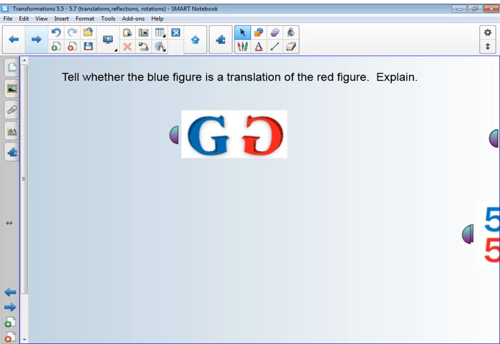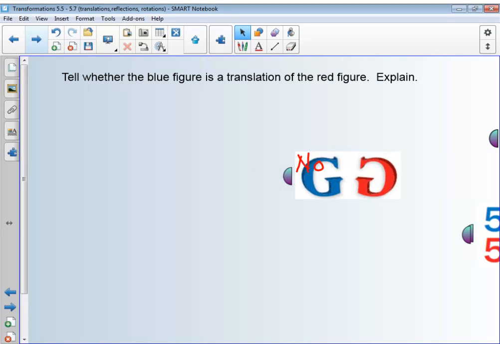Okay, here I have from the red G to the blue G. Is that considered a translation? So when we look at this one, well, you've got G's, but it actually took and flipped that G over. So this would be a no. It kept the same size, but it flipped the shape. So that would be a no.